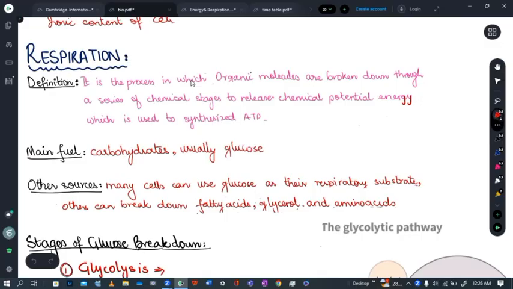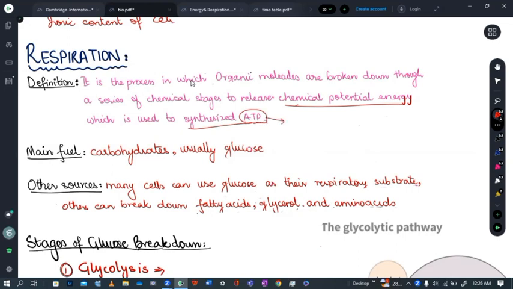We will learn about respiration. Now, what is respiration? It is defined as the process in which organic molecules are broken down in a series of chemical stages to release chemical potential energy. This chemical potential energy is used to synthesize the energy-rich molecule adenosine triphosphate.